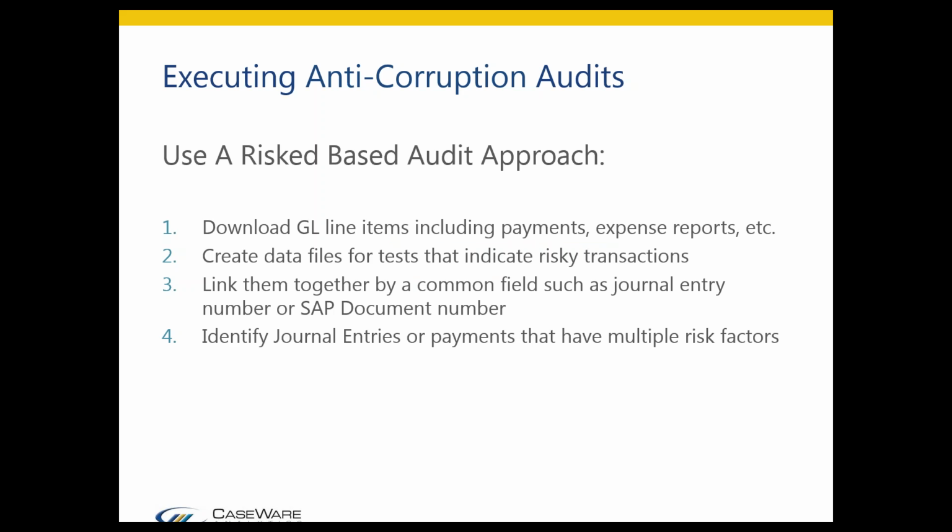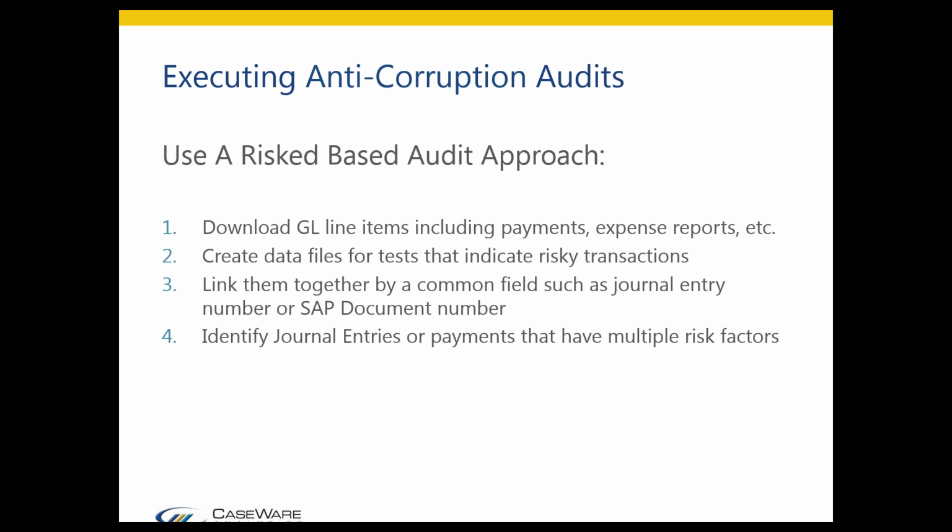All right, so we're going to get into some of the data analysis now in executing anti-corruption audits using a risk-based approach. My approach for doing fraud and FCPA auditing is that I want to identify journal entries or transactions or personnel that have multiple risk factors. So what I do is gather as much data as possible, download GL line items, expense reports, credit card transactions, things like that.